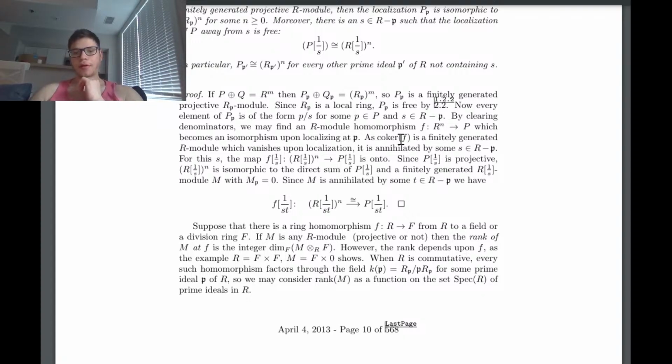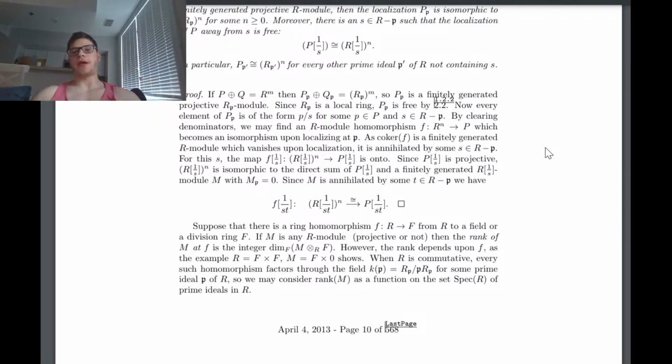So this is like Nakayama. The cokernel is finitely generated, and it vanishes upon localization. The cokernel is finitely generated because P is, of course, and it is also annihilated by S. Because it's finitely generated, you can find a single element that annihilates the entire module, just because there are elements that annihilate every generator.